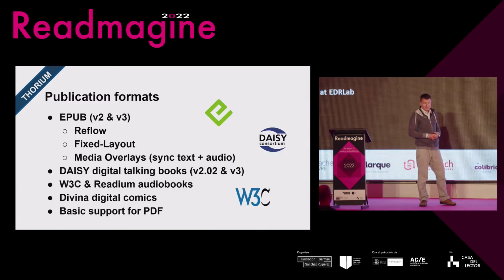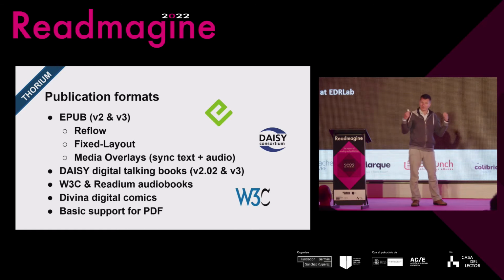All right, so Thorium supports multiple publication formats. Obviously EPUB, EPUB version 2 and EPUB 3, it supports reflowable documents as well as fixed layout. So fixed layout is similar to PDF, but it's the EPUB version of it. Thorium also supports media overlays. That's the technical term to describe synchronized text and audio playback on the screen. I will show you a static screenshot of that later on without audio, so you'll have to imagine it all.